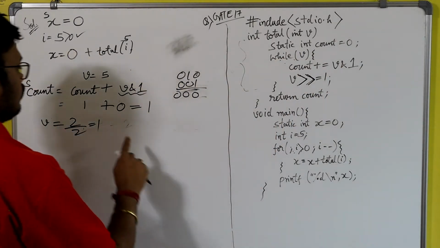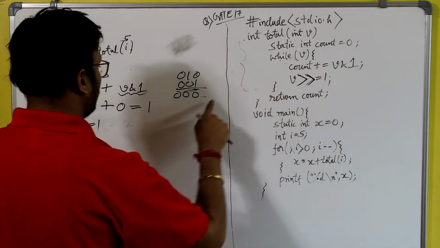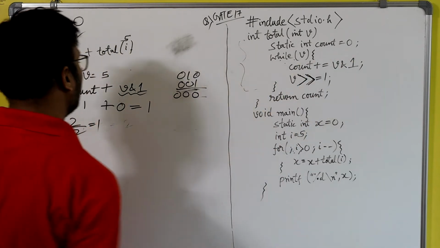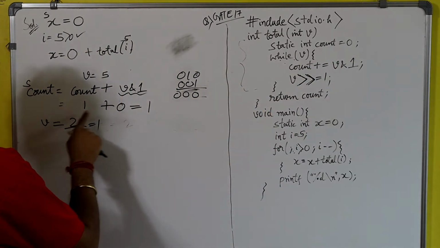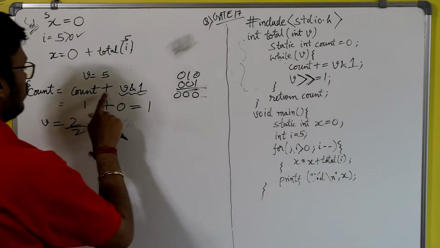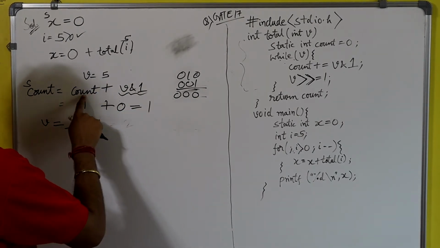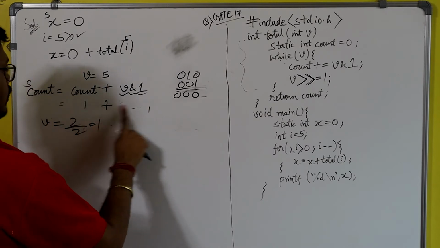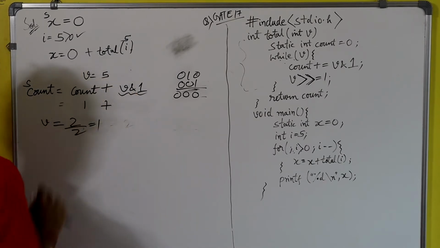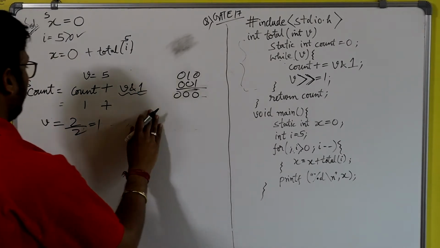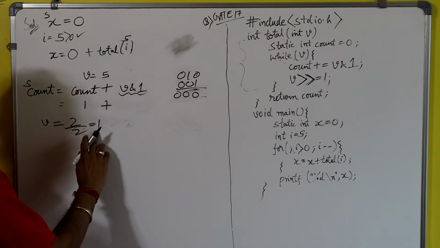So now this line will be executed once again. Count is equal to count plus v and 1. What is the value of count? 1. So in place of count I will write 1. Now in place of v and 1, what is the value of v? The new value of v is 1.